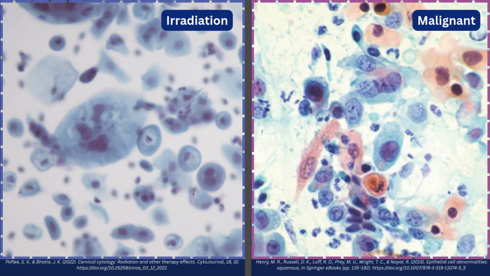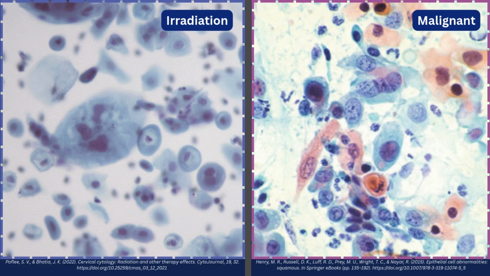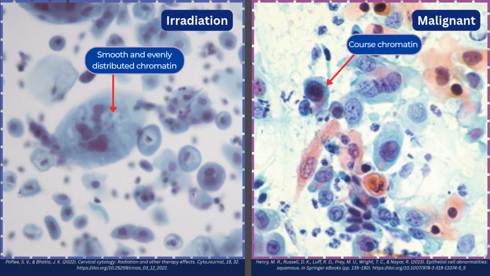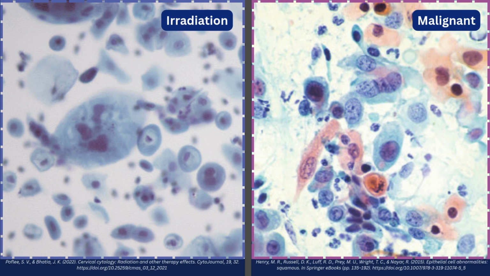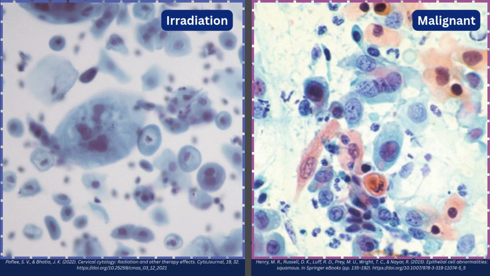First, the nucleus. Irradiated cells typically show only a 1x nuclear enlargement, with a normal nucleus to cytoplasm ratio. In contrast, malignant cells often have 3x nuclear enlargement and a markedly high N/C ratio. Next, the chromatin pattern. Radiation changes show smooth, evenly distributed chromatin, whereas malignant cells display coarse and irregular chromatin. For the cytoplasm, irradiated cells usually have a pale or amphophilic appearance, while malignant cells may have a bizarre or irregular shape. Another critical clue is the background.